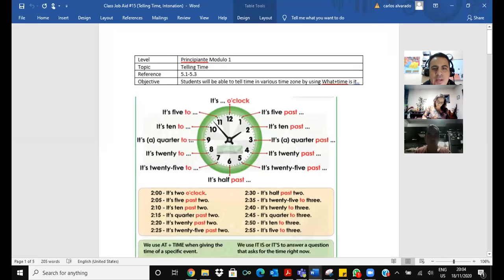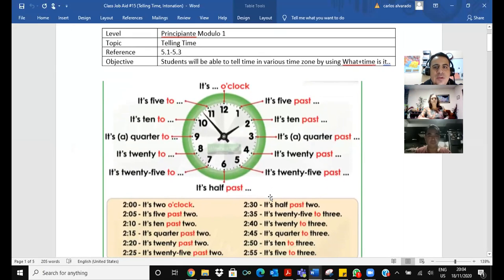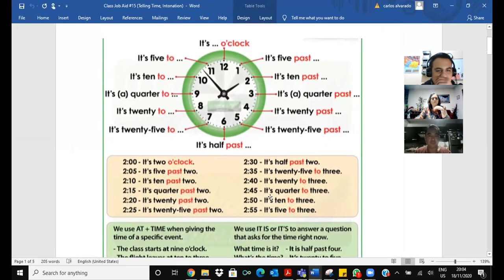All right, so let's do an activity today. We're going to talk about time, okay? So let me share my computer with you. All right, and let's go to the guide. Okay, so this is guide number 15, okay? All right, so let's go ahead and look at this guide. We're going to talk about telling time.